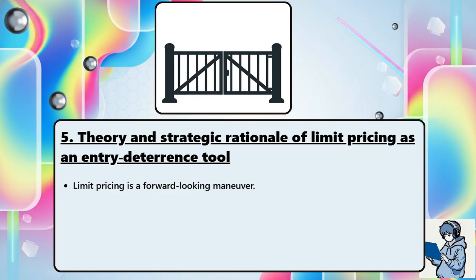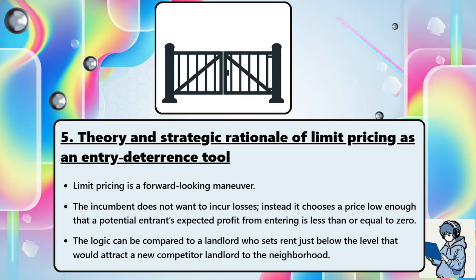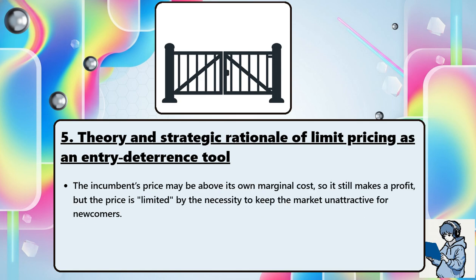Limit pricing is a forward-looking maneuver. The incumbent does not want to incur losses. Instead, it chooses a price low enough that a potential entrant's expected profit from entering is less than or equal to zero. The logic can be compared to a landlord who sets rent just below the level that would attract a new competitor landlord to the neighborhood. The incumbent's price may be above its own marginal cost, so it still makes a profit, but the price is limited by the necessity to keep the market unattractive for newcomers.